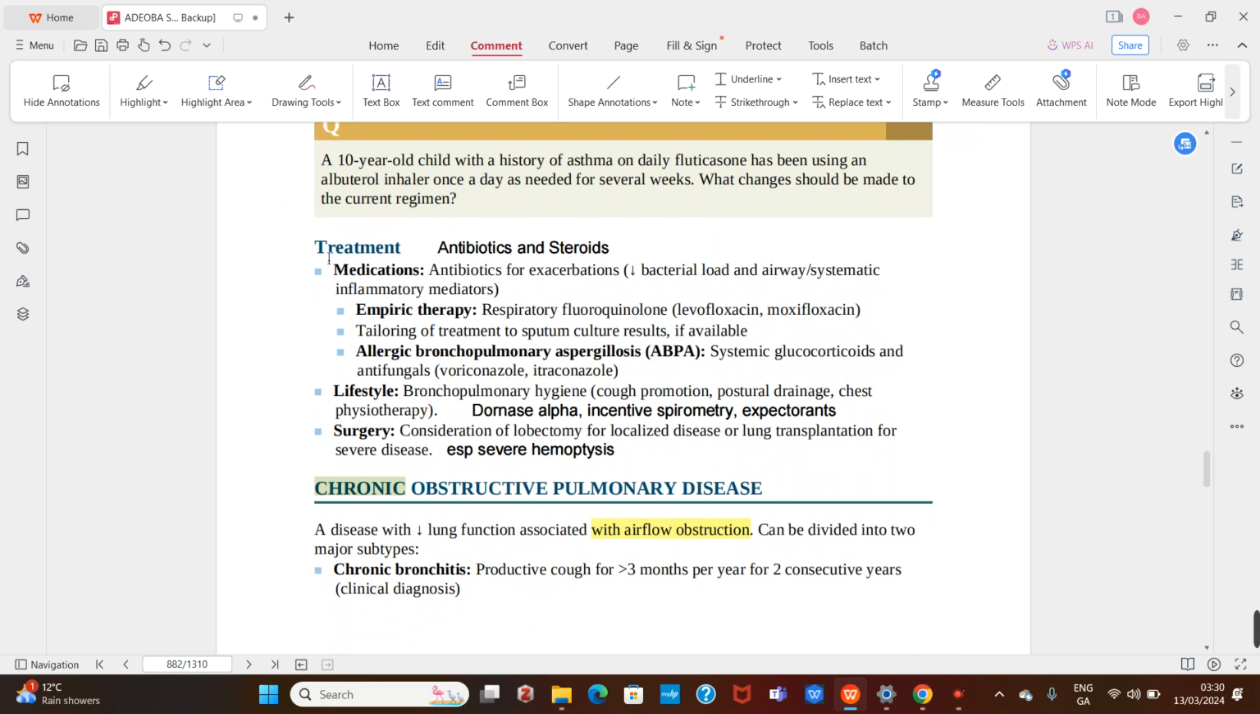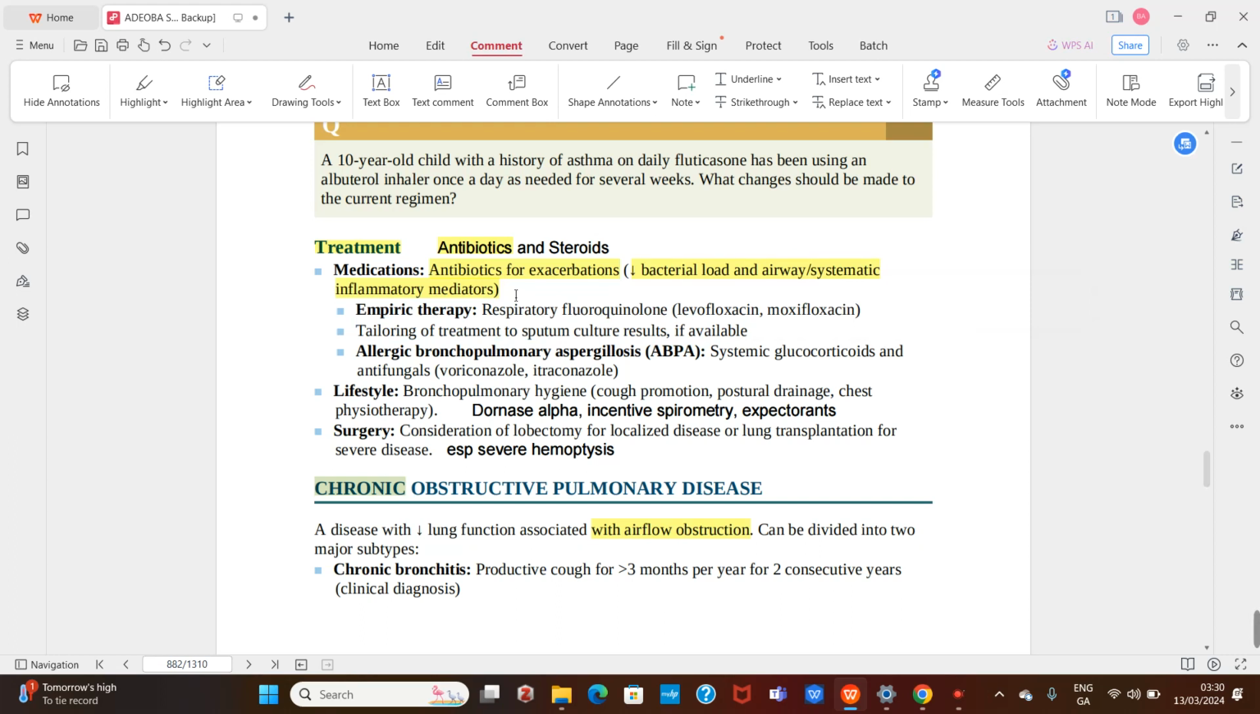So for the treatment of bronchiectasis, what are you going to do? What you just need to do is take care of what is happening. And what is happening, you know that the majority of the time you have bacterial infection or fungal infection causing the problem. So you want to give antibiotics first, or you want to give antifungals. And of course, you are also going to give steroids to limit that inflammatory drive that is happening. So you give antibiotics for the exacerbation to reduce the bacterial load and the consequent systemic inflammation. So antibiotics are very, very important.